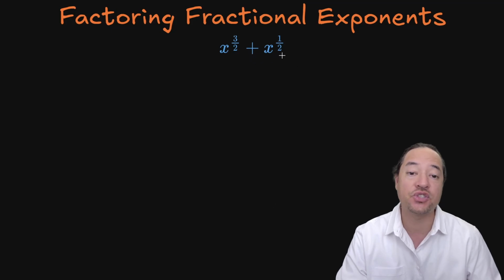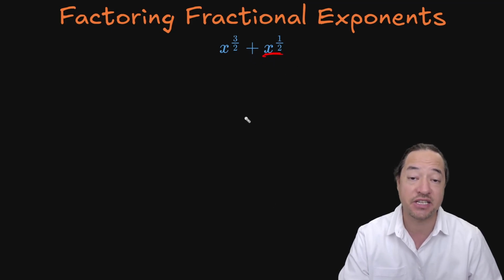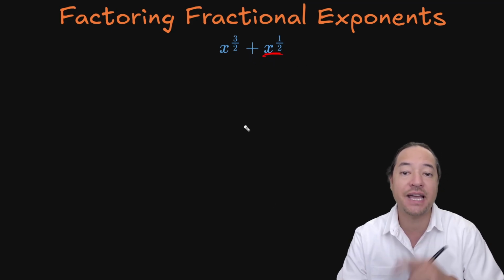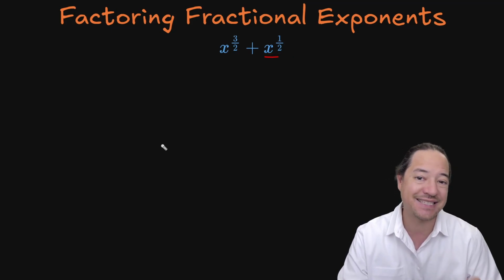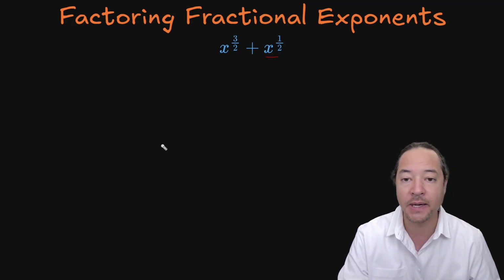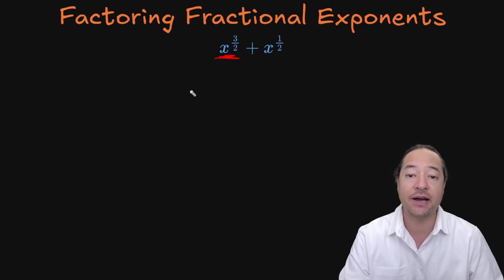And in fact, what we're going to try and do is take this smallest exponent, the x to the 1/2, and factor that out of both terms. So of course, factoring out of this term will just give us a 1. So that's sort of the goal. We want to make this into a 1. But what do we get if we factor it out of this term?